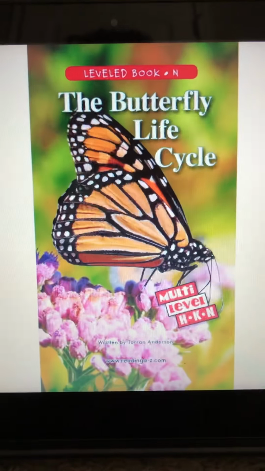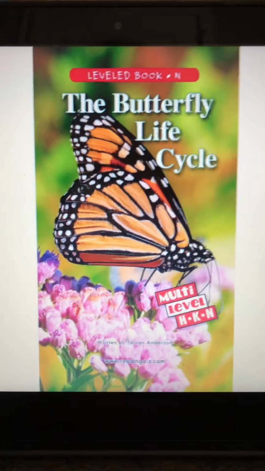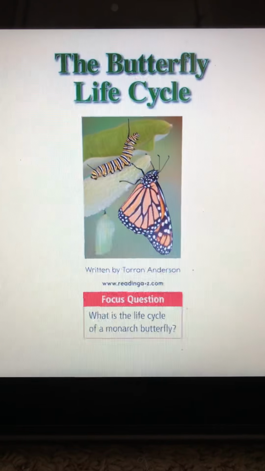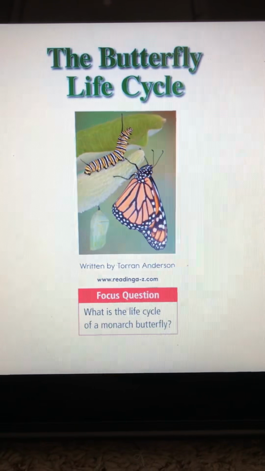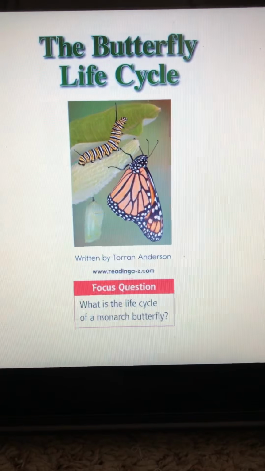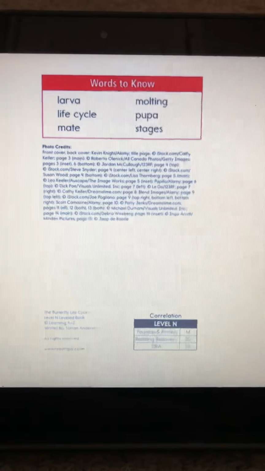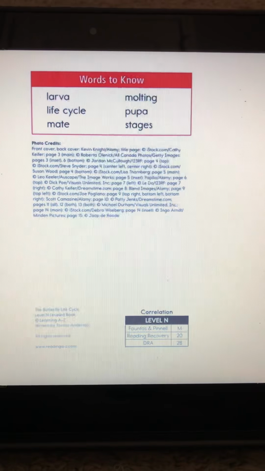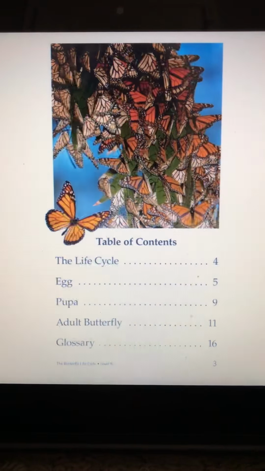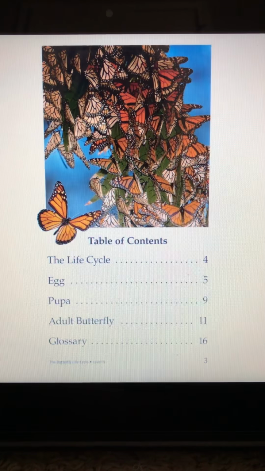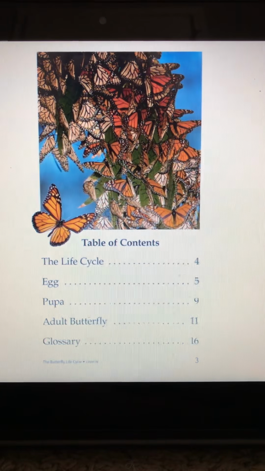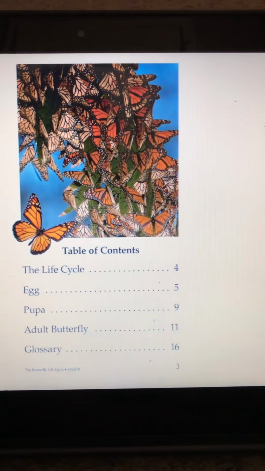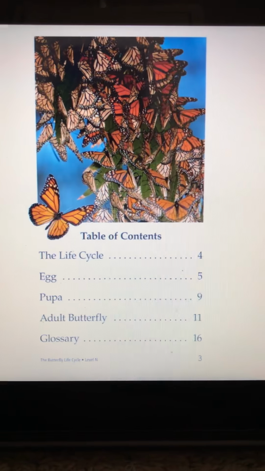So this is our book, The Butterfly Life Cycle. Our focus question is, what is the life cycle of a monarch butterfly? Our words to know are going to be larva, life cycle, mate, molting, pupa, and stages. This is going to be our table of contents. So on our table of contents, you can see that we're going to go through the life cycle, the egg, the pupa, the adult butterfly, and then our glossary.